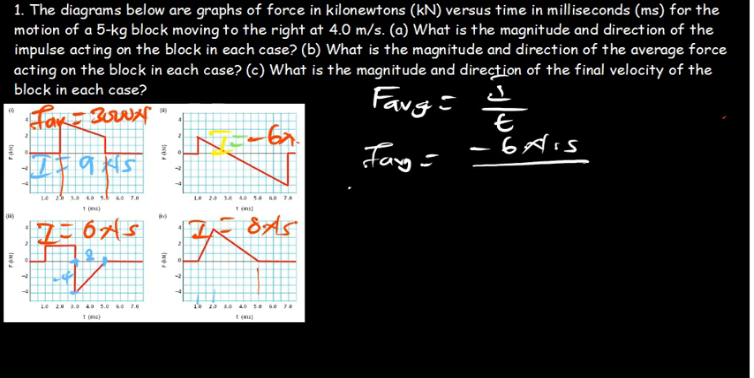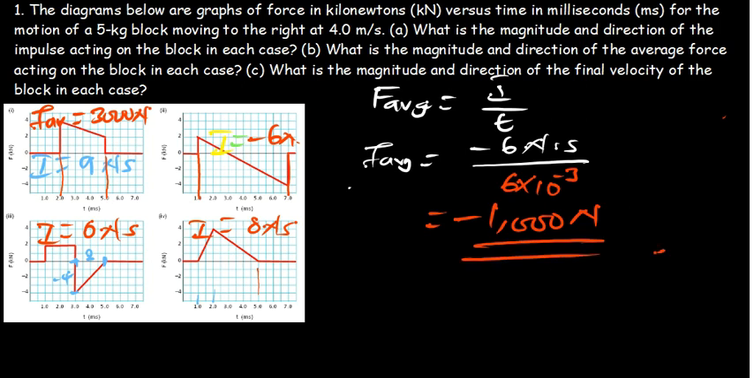Then the time, now we can clearly see what time do we have. We have the time started from here all the way to 7, meaning 7 minus 1 is going to give me 6. So it's going to be 6 times 10 to the power negative 3, meaning my average force is going to be negative 6 divided by 6 times 10 to the power negative 3, which is giving me negative 1000 Newton. That is going to be now my force. Okay, so I'll put it here that my force is negative 1000 Newton.